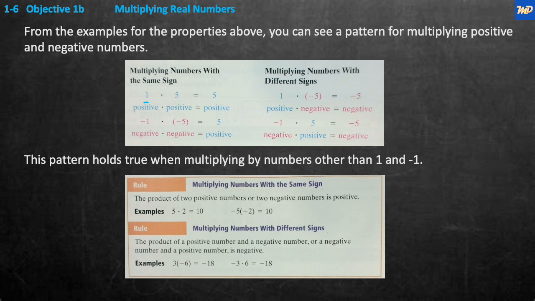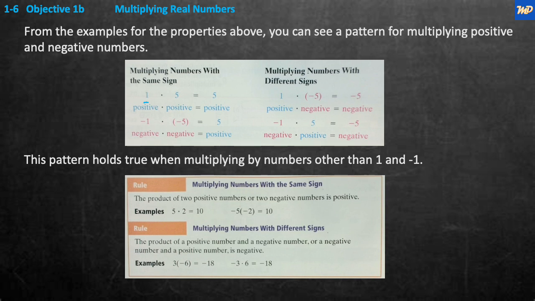How about this? Multiplying numbers with different signs. 1 times the quantity -5. 1 times -5 is -5. And -1 times 5 is -5. So when you multiply by the one negative, it ends up basically inverting it, right? Or giving us the opposite. Positive times a negative is a negative. A negative times a positive is a negative.